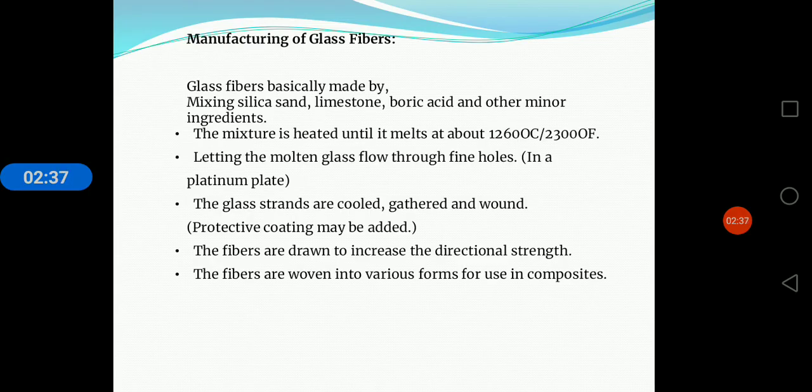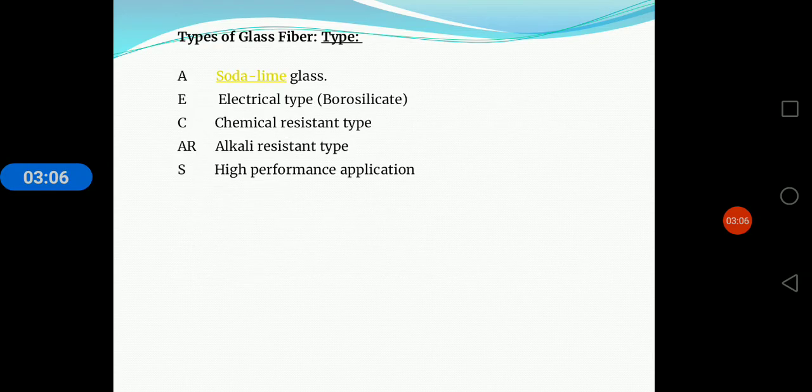Manufacturing of glass fibers. Glass fibers are basically made by mixing silica sand, limestone, boric acid, and other minor ingredients. The mixture is heated until it melts at about 1,260 degrees, letting the molten glass flow through fine holes. The glass strands are cooled, gathered, and wound. The fibers are drawn to increase directional strength. The fibers are woven into various forms for use in composites.